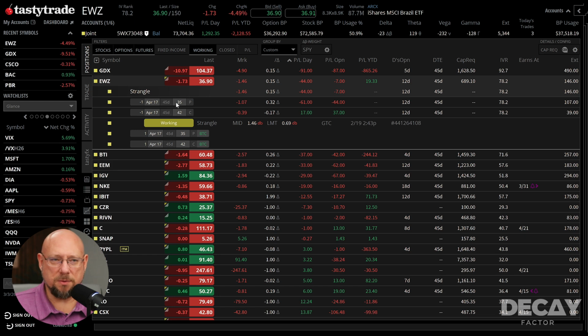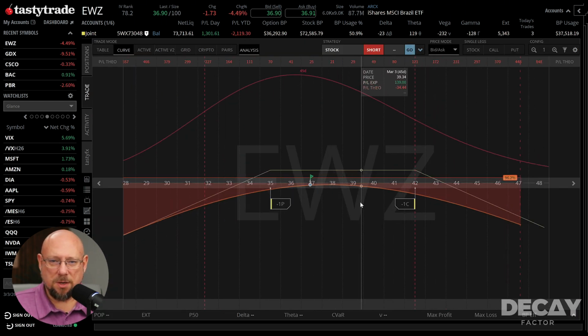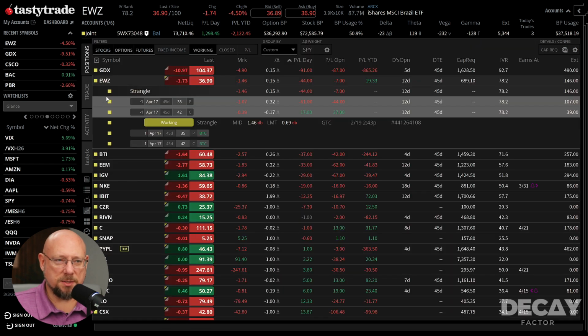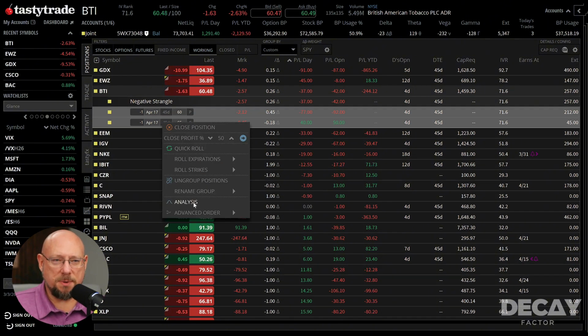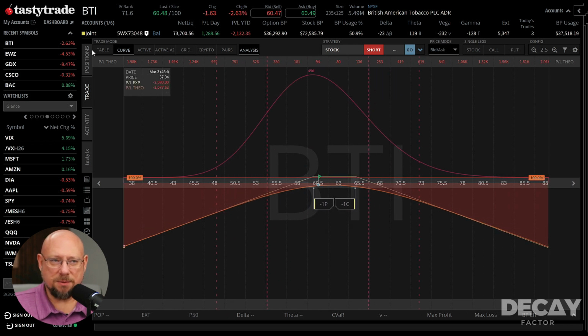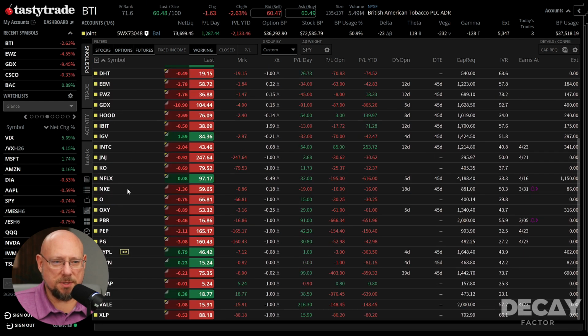And then EWZ is another short strangle. We are trading between our strikes, and I believe we closed a position in EWZ today. I think we had some short stock. Negative strangle in BTI. Still between our short strikes, and I don't really think there's anything else here that we need to look at. Let's see. What do we have that's in the money?